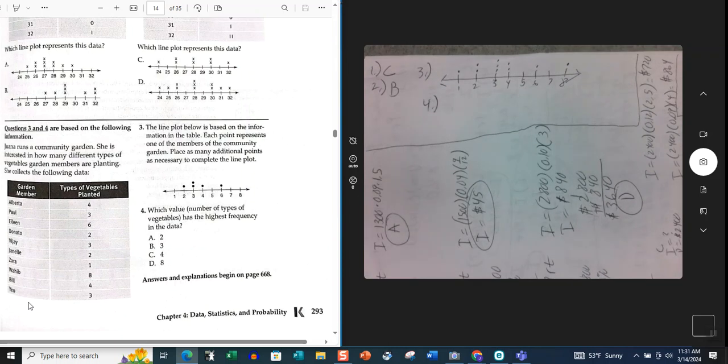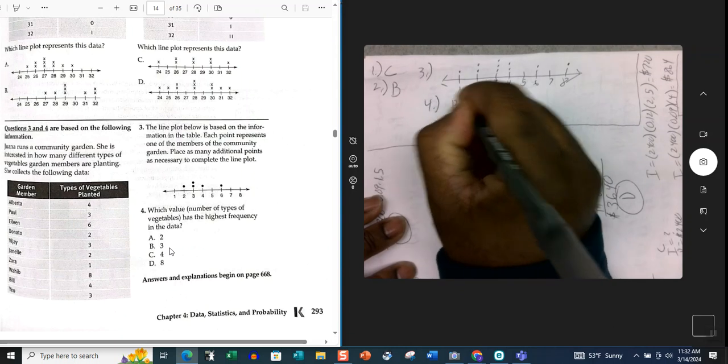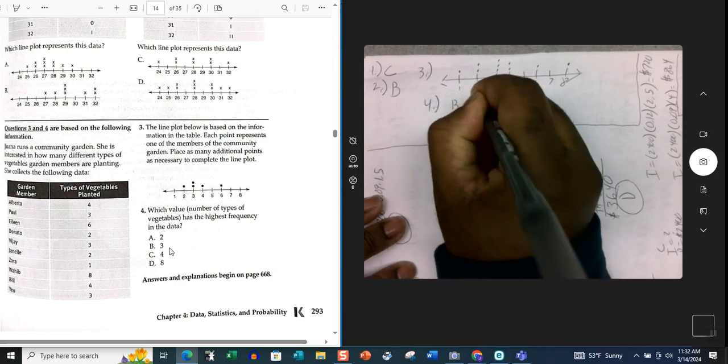Now we go to number 4. It says which value, number of types of vegetables, has the highest frequency in the data. So if you look here, the highest frequency in the data would be 3. So that'll be B. So it'd be B, 3.